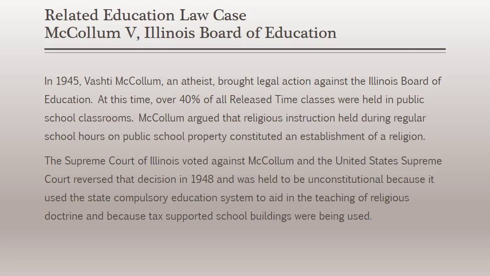The Supreme Court of Illinois voted against McCollum, and the United States Supreme Court reversed that decision in 1948. The program was held to be unconstitutional because it used the state compulsory education system to aid in the teaching of religious doctrine, and because tax-supported school buildings were being used.